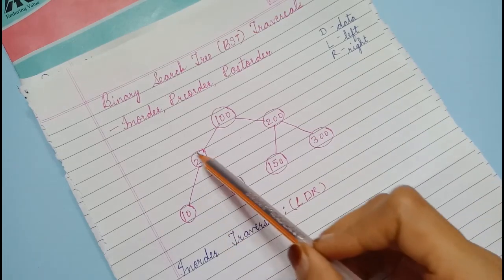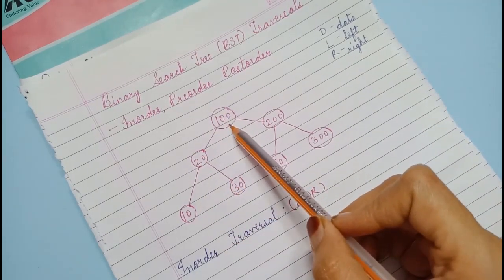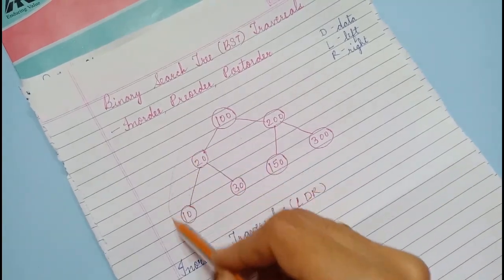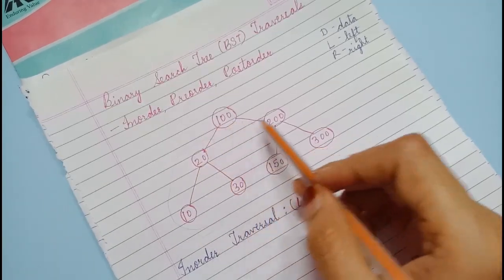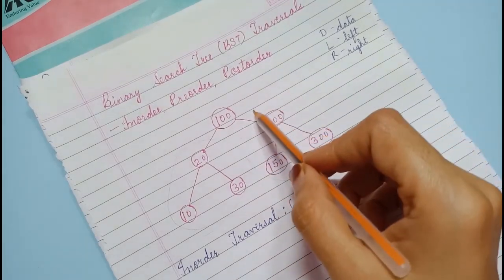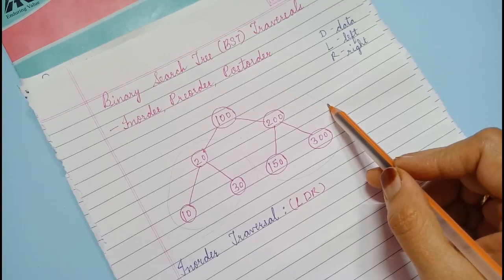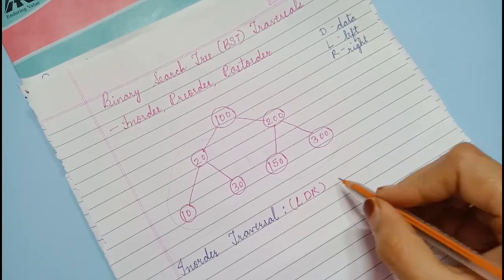So let's understand the tree. The topmost node is the data or root node. On the left side, you can see this is the left subtree, or left side of the tree. This is the right side of the tree. So let's find the inorder for this.